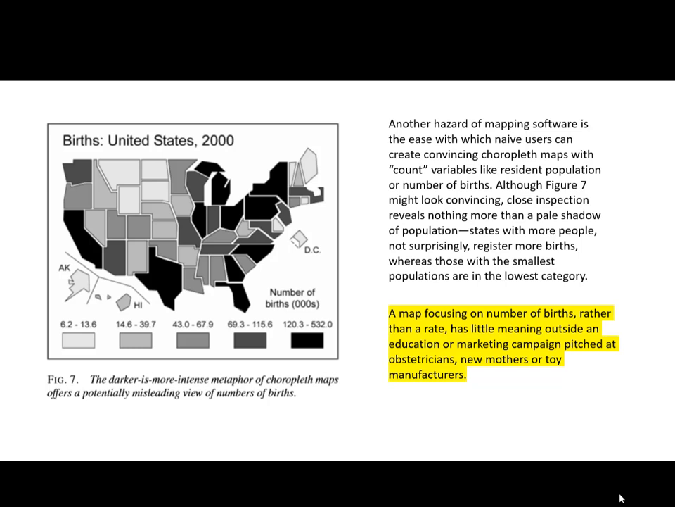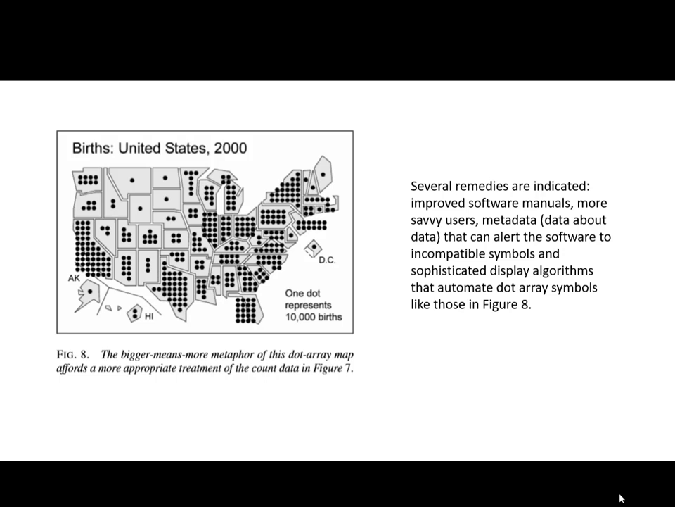A map focusing on the number of births. Here we change how we look at the birth rates. Instead of relating them correctly to 100,000 population, here we use the number of births. Therefore, a map that focuses on the number of births rather than the rate has little meaning outside an education and marketing campaign pitched at obstetricians, new mothers, or toy manufacturers. Therefore, as we discussed at the beginning, it is better to use the population size to see the real message sent.